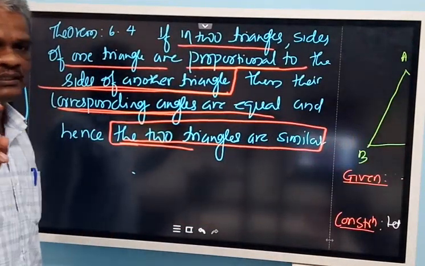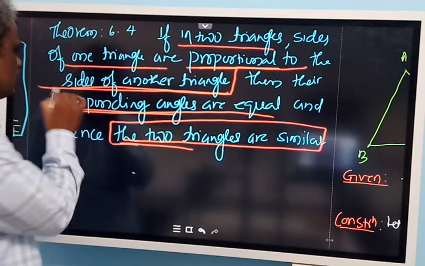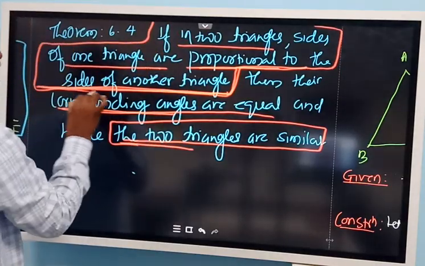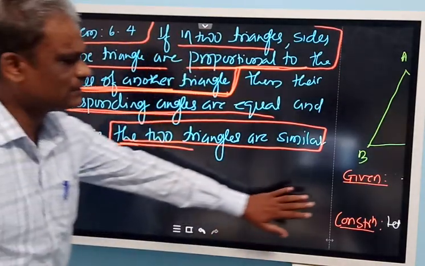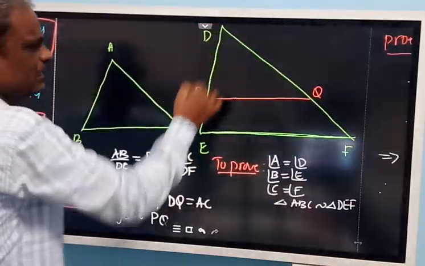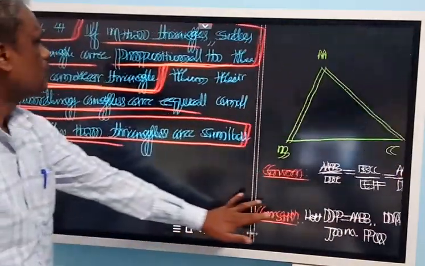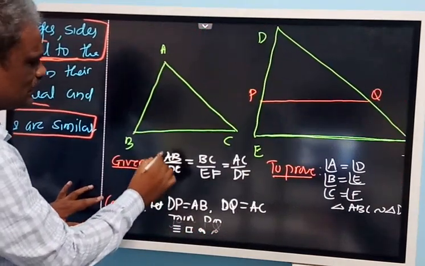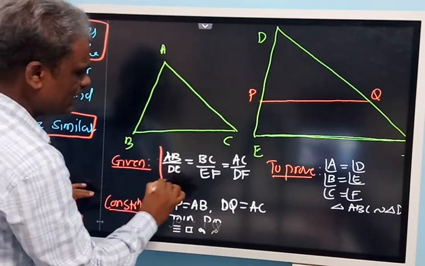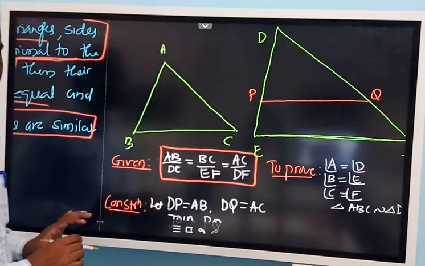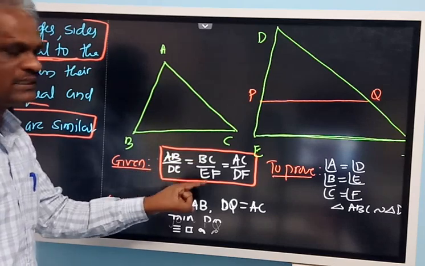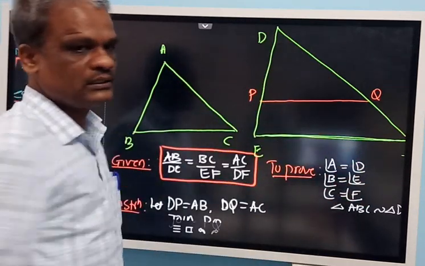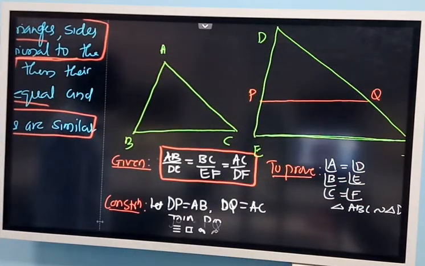I told you in a statement there are two parts: what is given and what you have to prove. From here to here, this is what is given. In two triangles, I have taken two triangles ABC and DEF. The corresponding sides of the triangles are proportional. That means AB by DE, BC by EF and AC by DF. All the three sides are proportional, that is given.